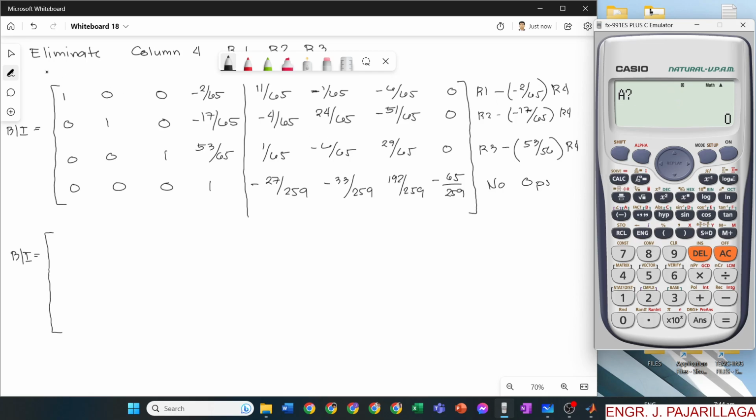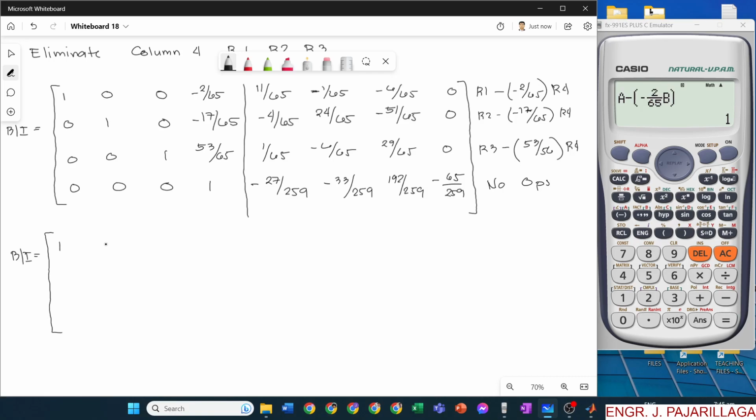Okay? So, press calc. The element in our first row is 1. And then on the last row is 0. So, we have 1 here. So, 0, 0, hindi na kailangan solve. This is 0. And this one also is 0. And then press calc. So, for column 4, we have negative 2 over 65. And then for B is 1. And then this is 0. Right? Nagkakalinaw na.